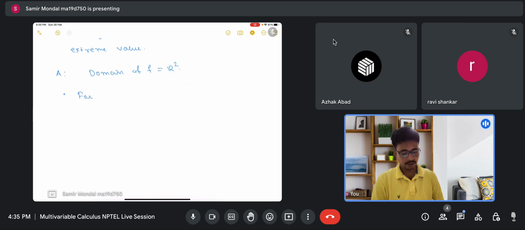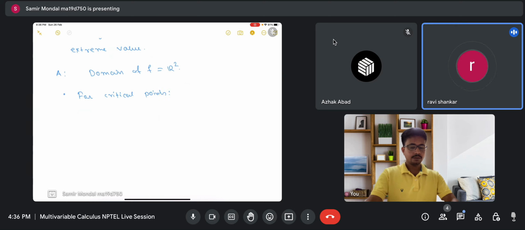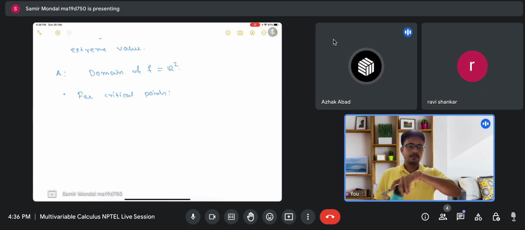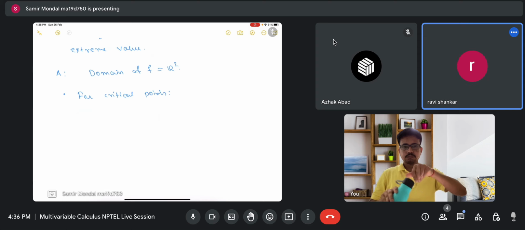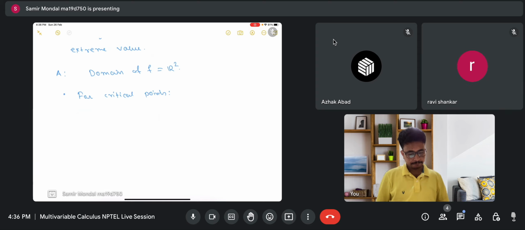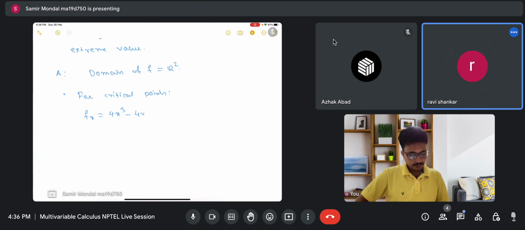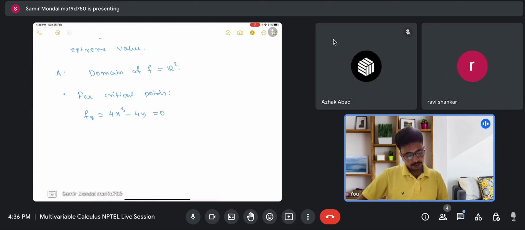For critical points, what do you have to do? Set f x and f y equal to 0. So what do you get for f of x? You get 4x cube minus 4y, and it should be 0. So here we get x cube equal to y.